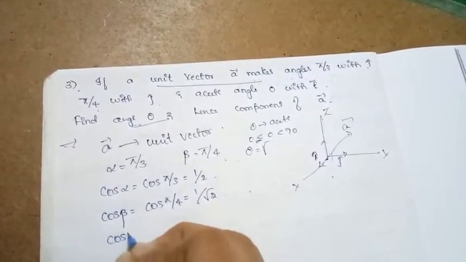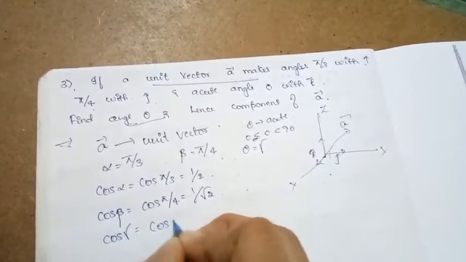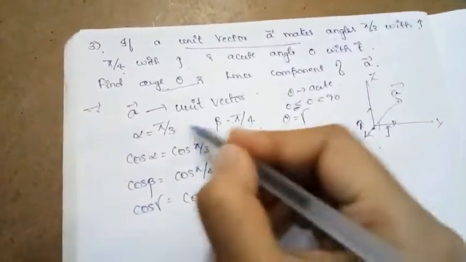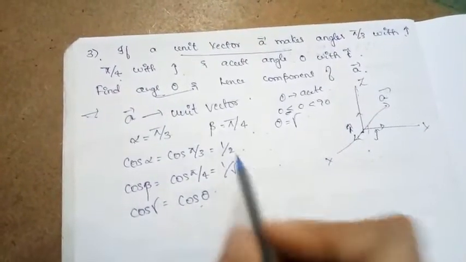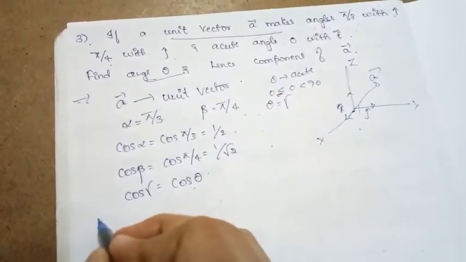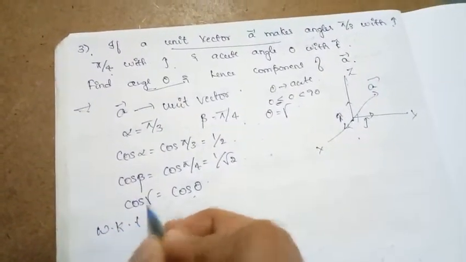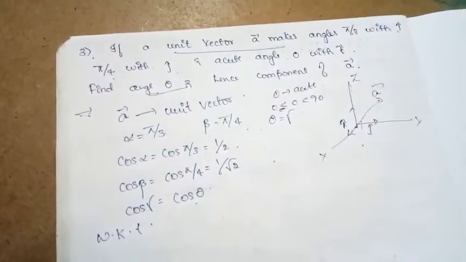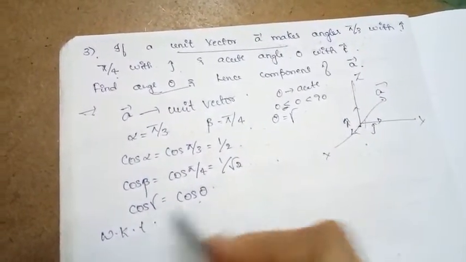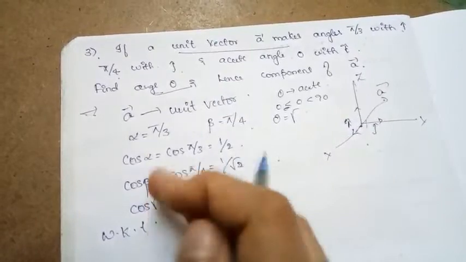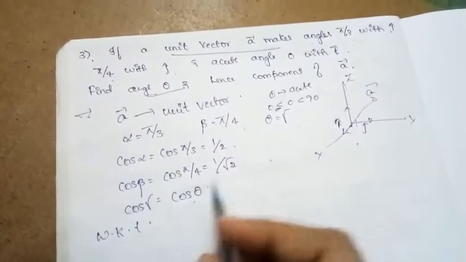So what about cos gamma? It is nothing but cos theta. We need to find the value of this theta. So why did I take the cosine of the given angles? Because we know the relation between the unit vector and the cosines of the angles of the given vector.